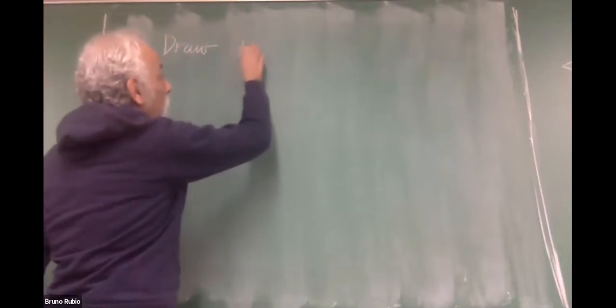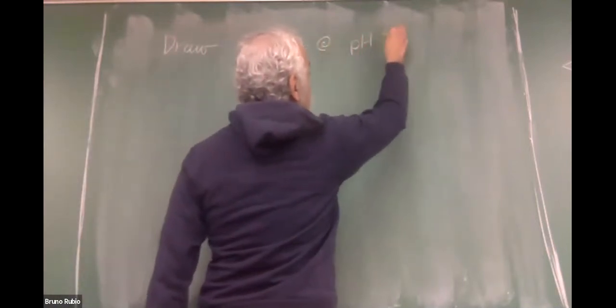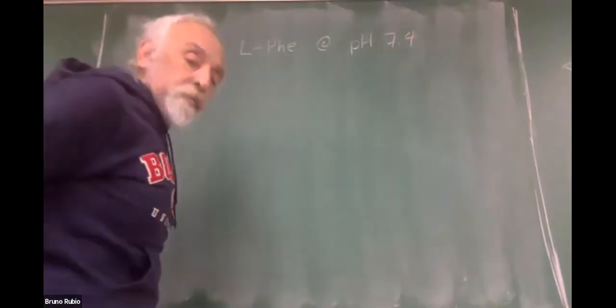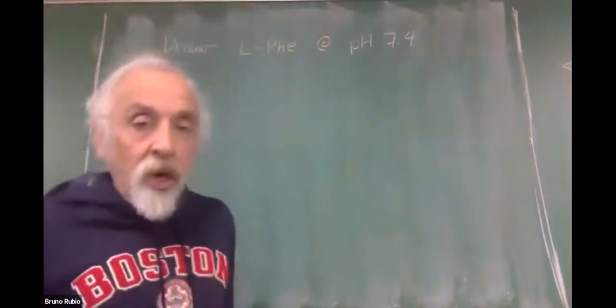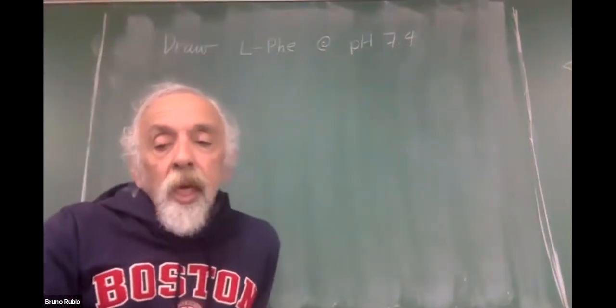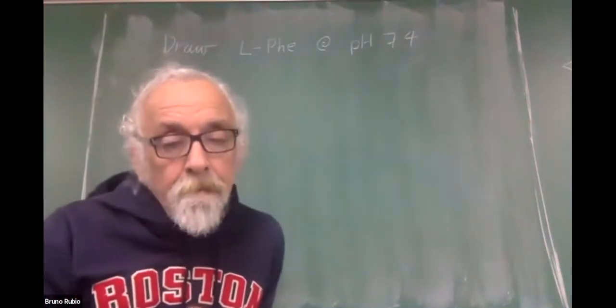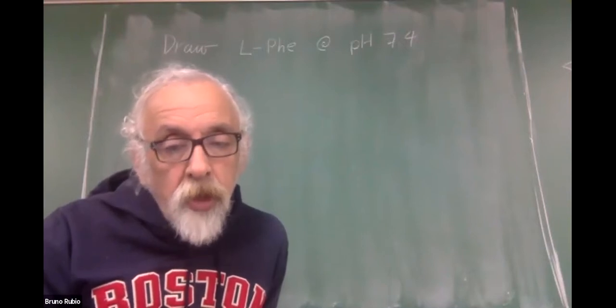Okay, so let's draw the structure of L-phenylalanine at pH 7.4. Well, this would be a very fair test question. Let's make sure that we know how to do it. Okay, so let's see. Let's go to our table.